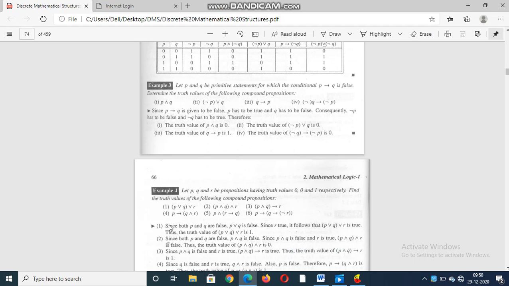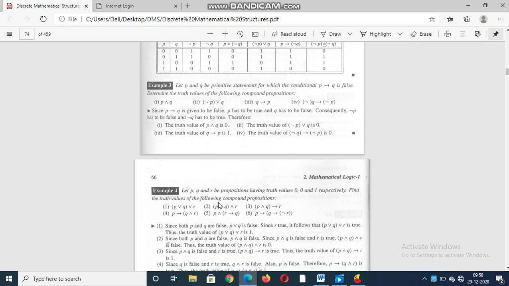Correct, right? So in that one we are writing in sentence format. Since both P and Q are false, P disjunction Q is also false. That's why P disjunction Q is also false. Since R is true, it follows that P disjunction Q disjunction R is true. Thus, the truth value of P disjunction Q disjunction R is 1.